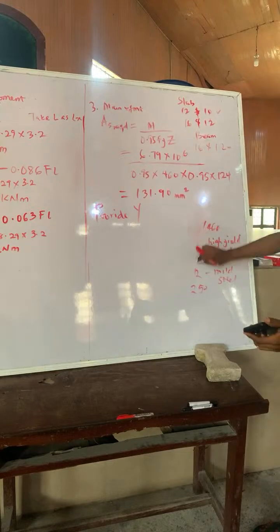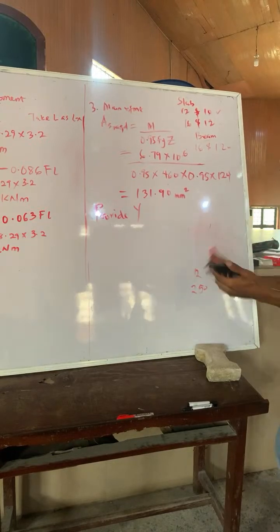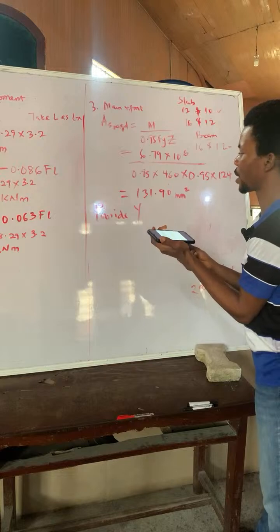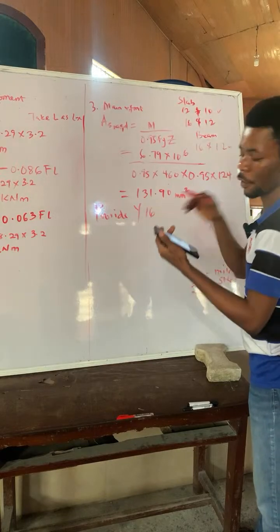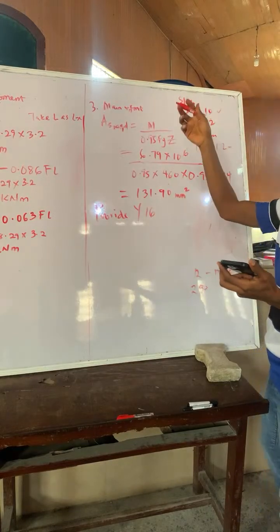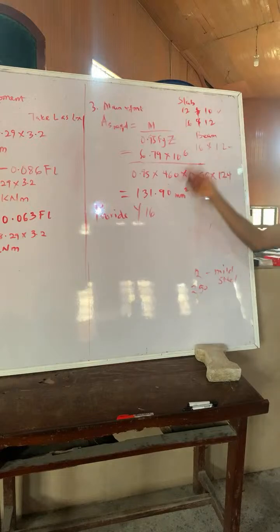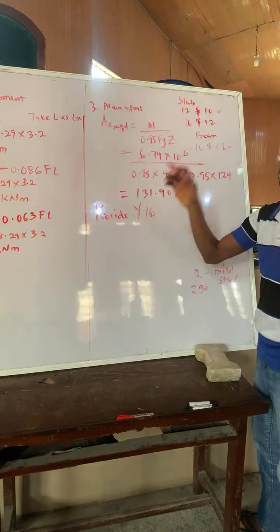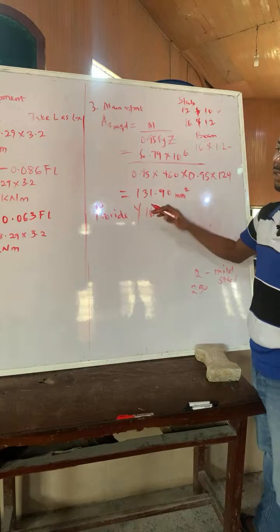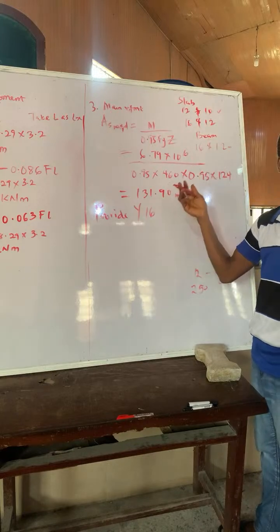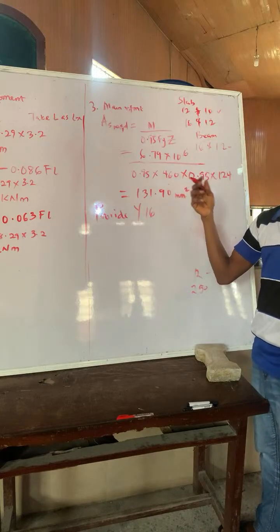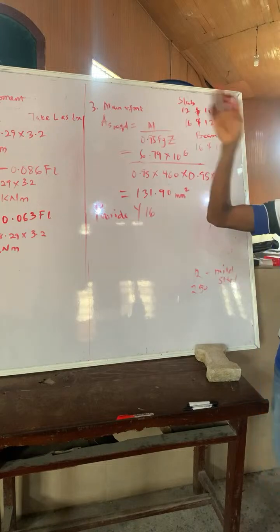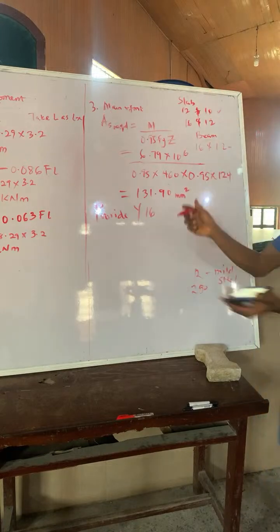So let me wipe this. This is how to provide: Y16. If you are using 12, you write Y12. You can use any one you are using, Y12 and 10. Anyone you want to use, you should know how to provide for it.